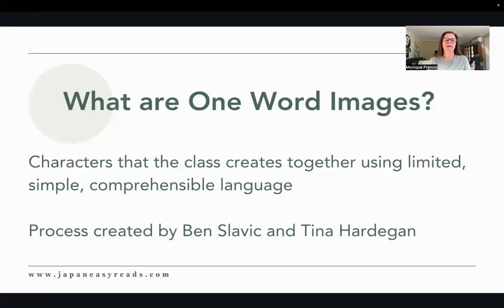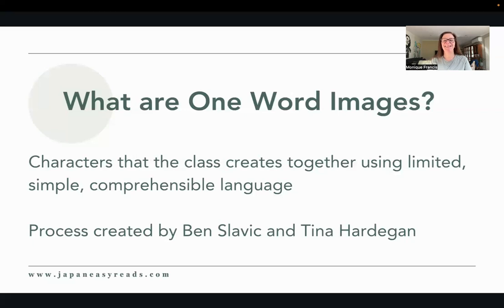One-word images are characters that the cast co-creates, that's a mouthful, together using limited comprehensible language. It's a process that was created by Ben Slavic and Tina Hardigan. And if you go to YouTube, I think you might be able to find some demos there as well. But the process that I'm going to go through with you today will hopefully show you the steps that you can follow. And I really encourage you to have a go at doing this.